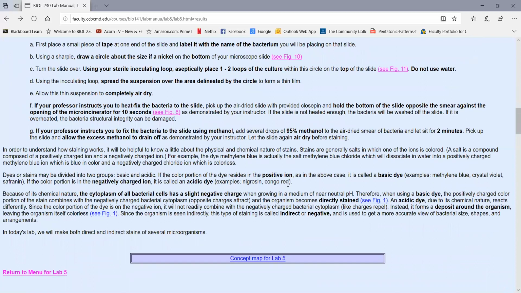Now, once the slide has been heat fixed, we're ready to stain it. So we have to know a little bit about stains. Stains are generally salts in which one of the ions is colored.